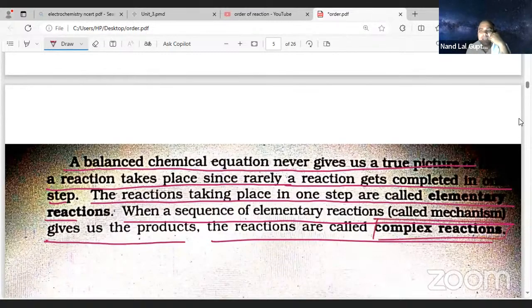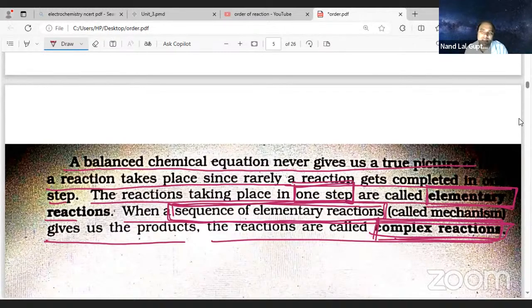What do you mean by an elementary reaction? If anybody is asking in the exam also, what is the complex reaction and elementary reaction. So the elementary reaction, that is completing in what step? One step. Elementary reaction means the reaction which completes in only one step. But when a sequence of many elementary reactions join together, forming what is called the mechanism, which gives the product, the reaction is called a complex reaction.